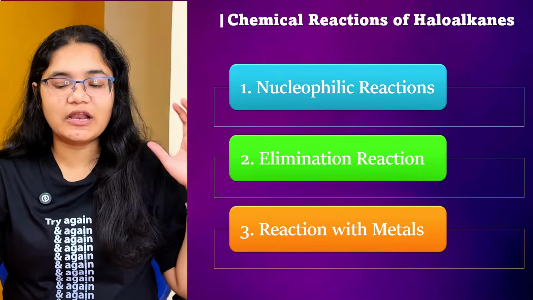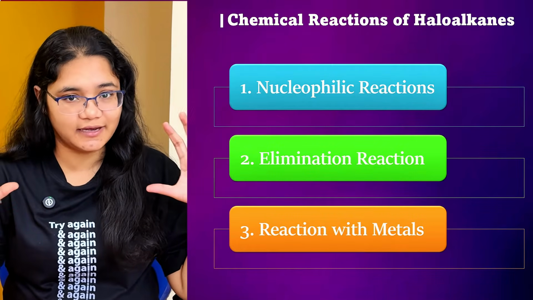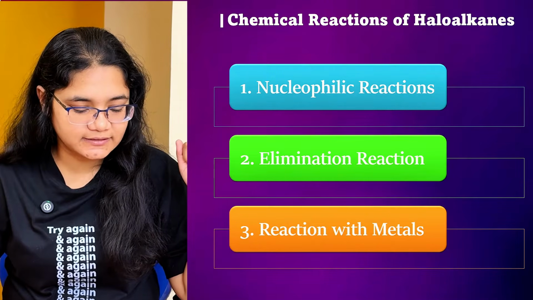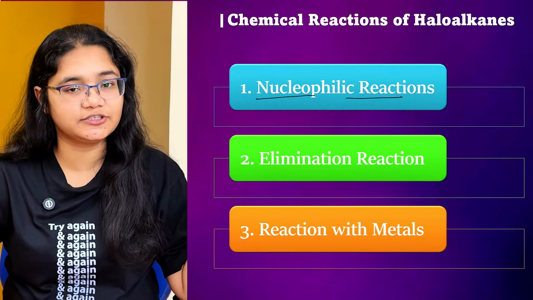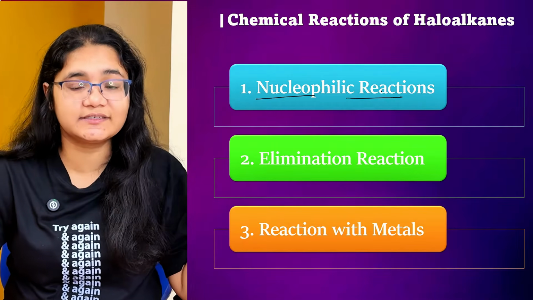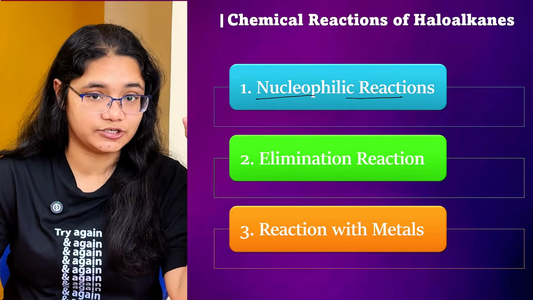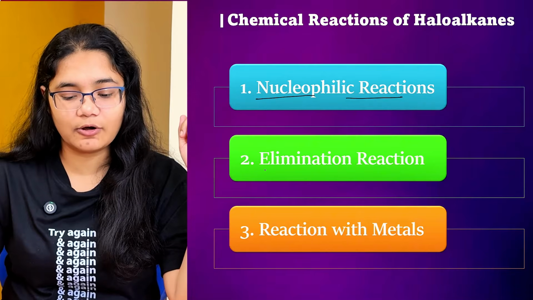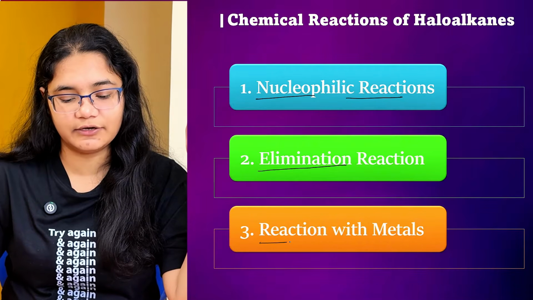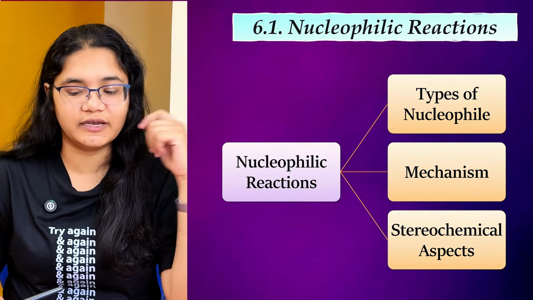Now let's talk about the chemical reactions of haloalkanes. This is very important. Haloalkanes can show three types of chemical reaction. The first one is nucleophilic reactions. This is because we have already discussed in the nature of the C-X bond that the C is electrophilic in nature, so a nucleophile can easily attack on C. Next, we'll talk about elimination reactions, and lastly, reactions with metals. So let's start with nucleophilic reactions.